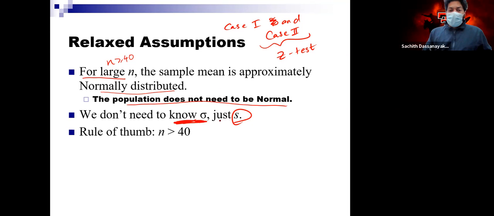Anyway, you don't need to know about sigma. If it is not given, assume it is S, which means sample standard deviation. That is the rule of thumb. And once you do your research, please don't consider it to be like this. This is not a rigid boundary.